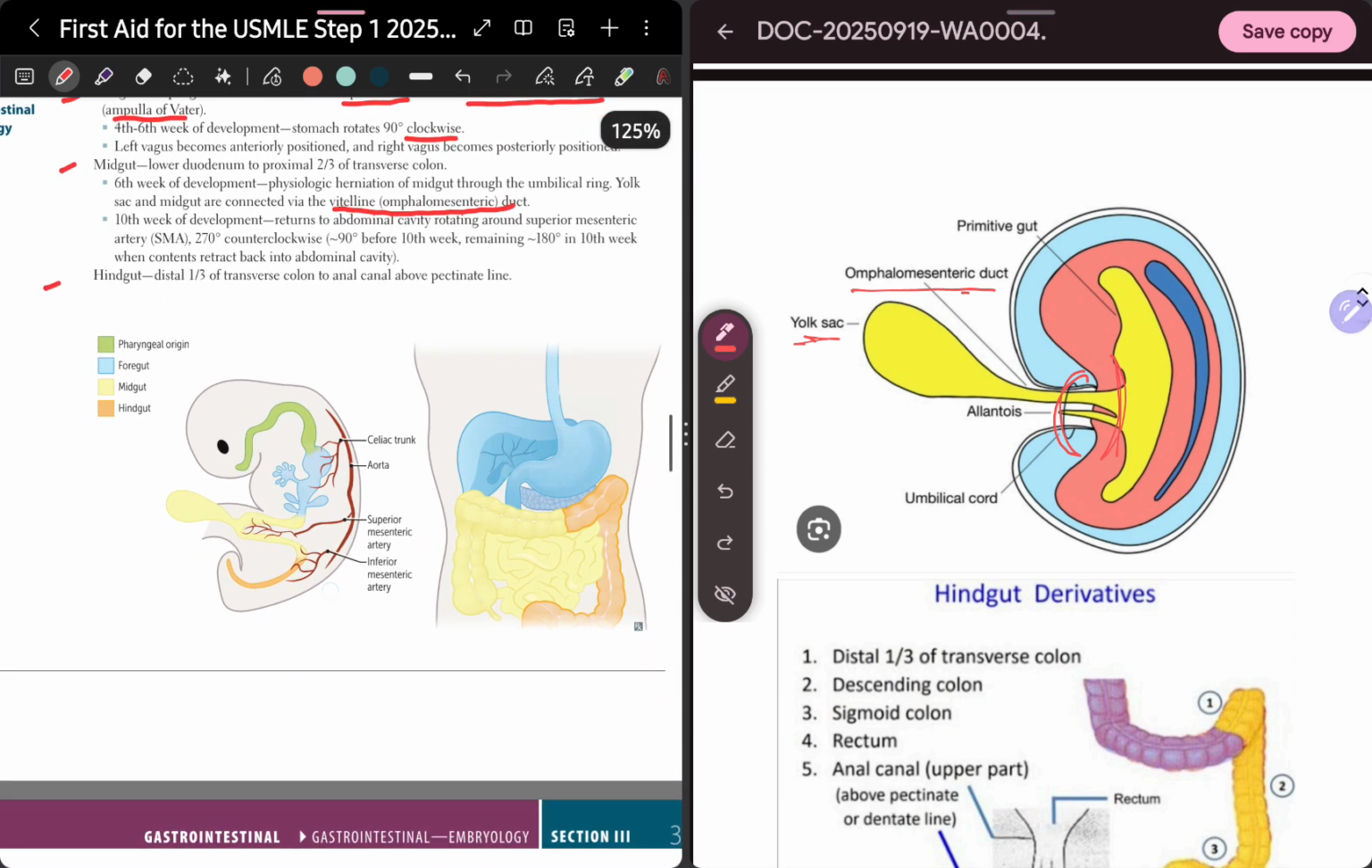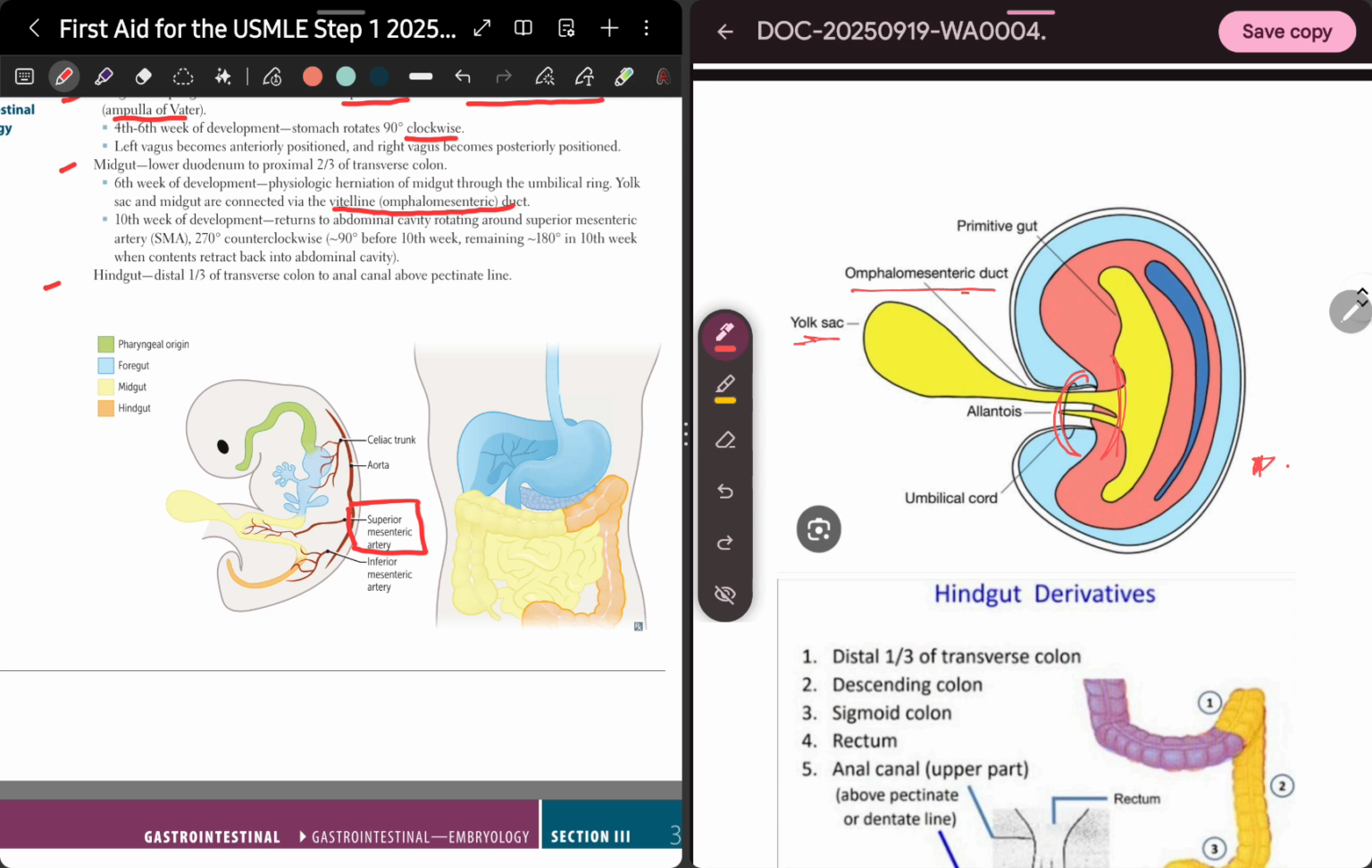The next thing is that in the 10th week of development, the midgut returns to the abdominal cavity, rotating around the superior mesenteric artery. Here this is the superior mesenteric artery, which supplies the midgut, and it is saying that at the 10th week this physiological herniation returns back to its original position.